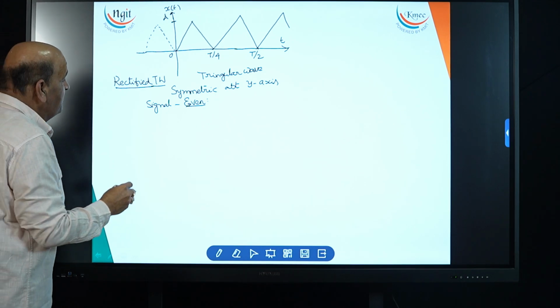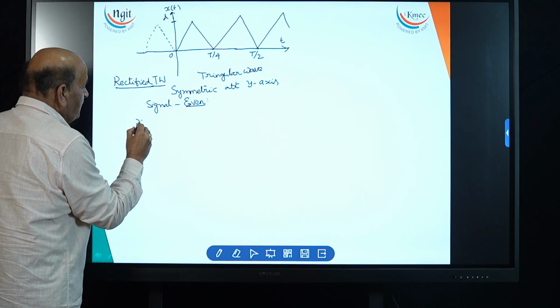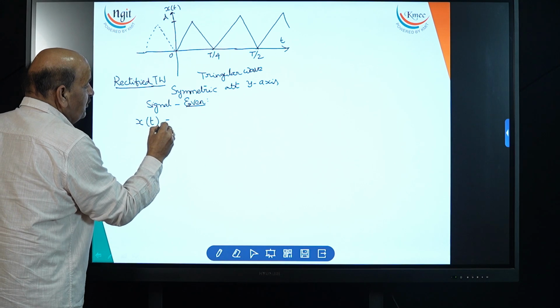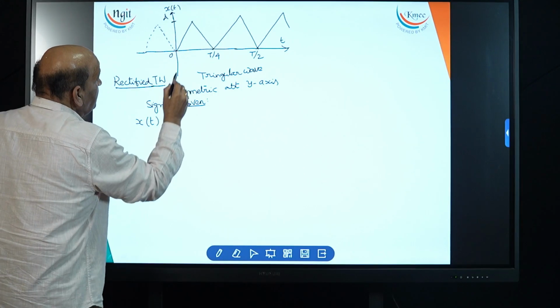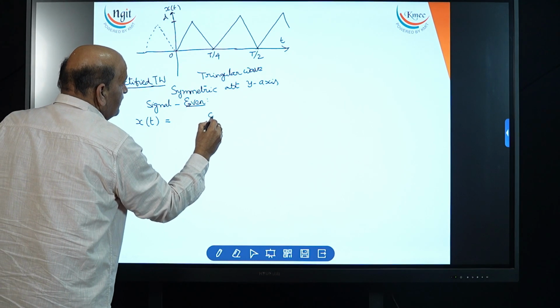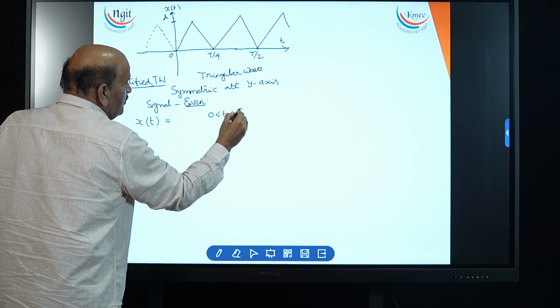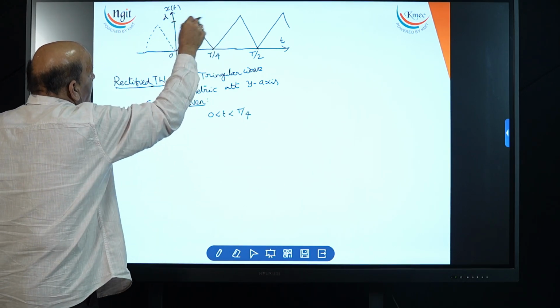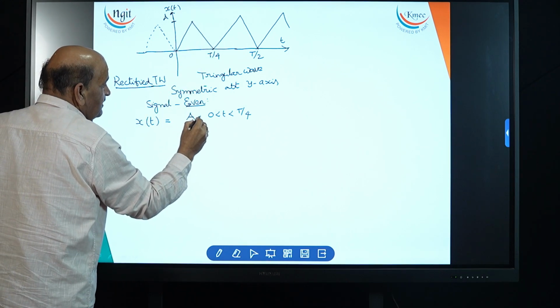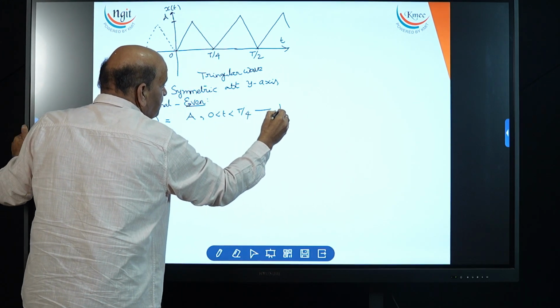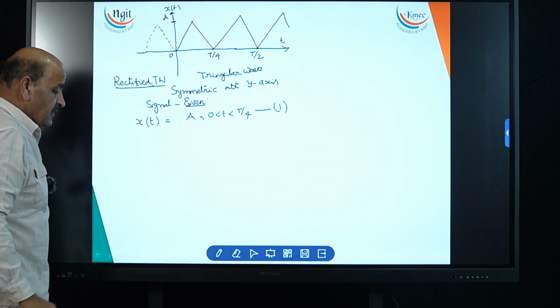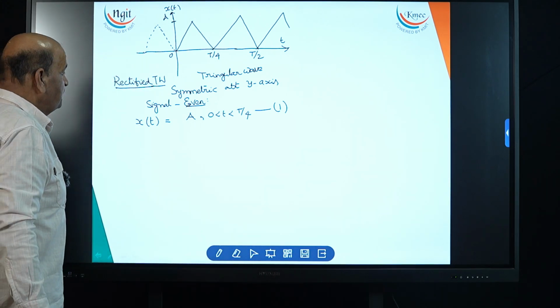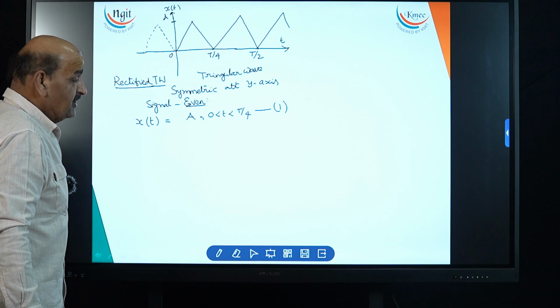Second, we have to go for the mathematical modeling. There is no gap, no discontinuation. That means directly between t0 to T by 4, every triangular one ranges up to A only. This is the mathematical modeling.